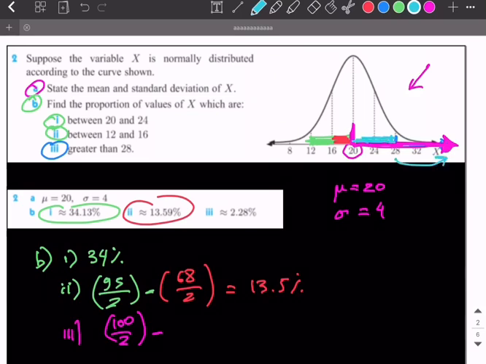This part, because it's symmetric, this half, this part here is exactly half of 95. So if you do this calculation, you have 50 minus half of 95, you get 2.5%. Or if you want to use the book's numbers, you can say 2.28, but that's more than okay.